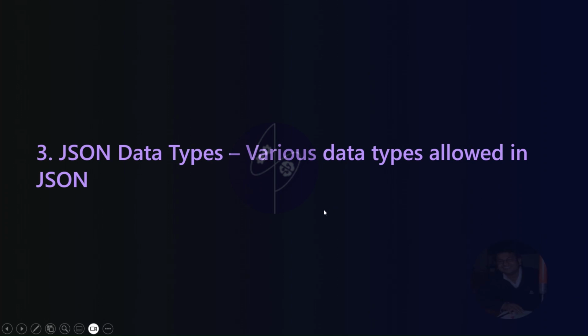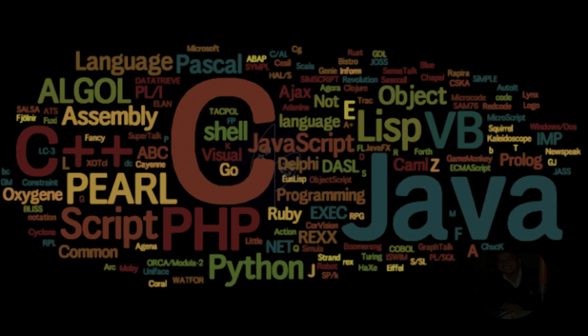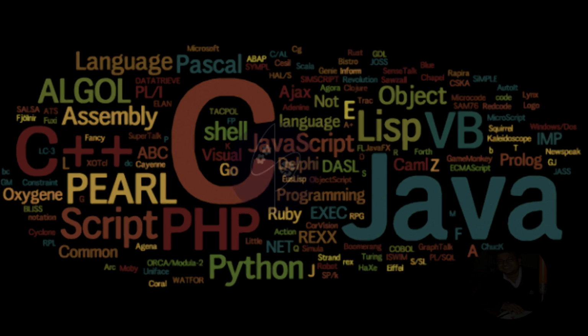Welcome back. In this session, we will look into various data types allowed in JSON. JSON, which stands for JavaScript Object Notation, is a lightweight data interchange format that is easy for humans to read and write, and easy for machines to parse and generate. JSON is language independent, but it uses conventions that are familiar to programmers of the C family of languages, including C, C++, C#, Java, JavaScript, Perl, Python, and many others.